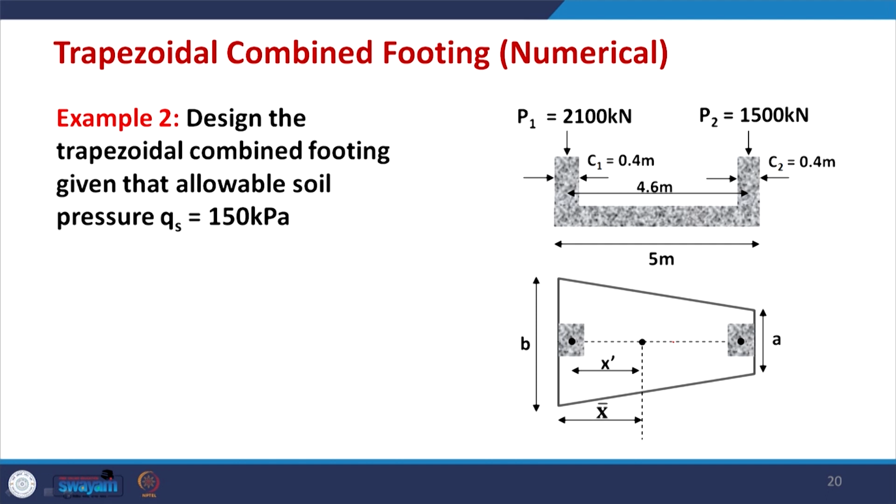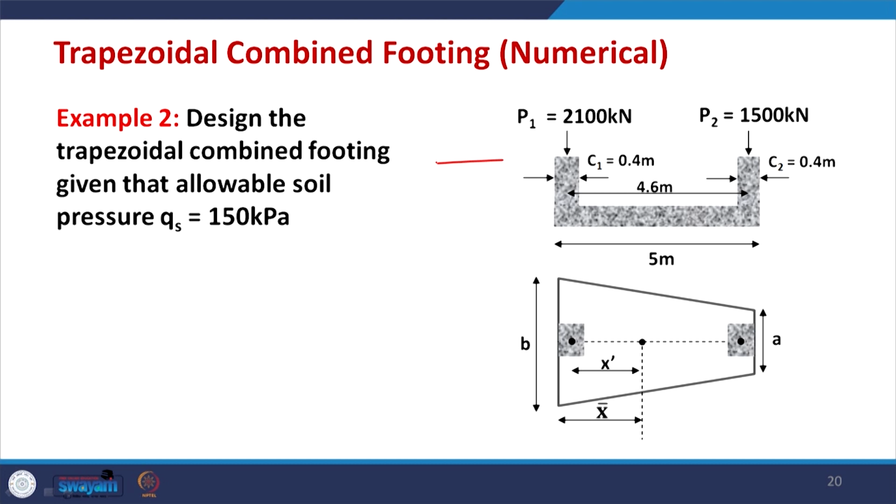Yeah, if the load carried by both the columns would be equal, then you could have the rectangular footing. Even if I reverse it and put 1500 here and 2100 here, in this case you still require a trapezoidal footing, because there is a restriction that your footing cannot extend beyond this side and this side, both sides. So, let us solve this example.